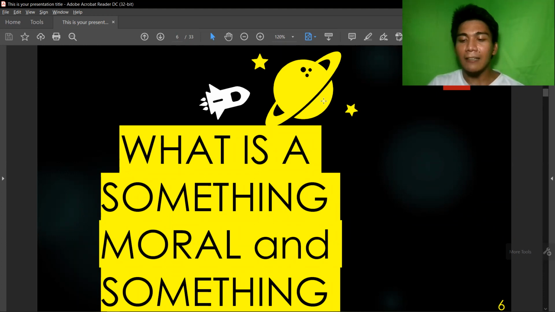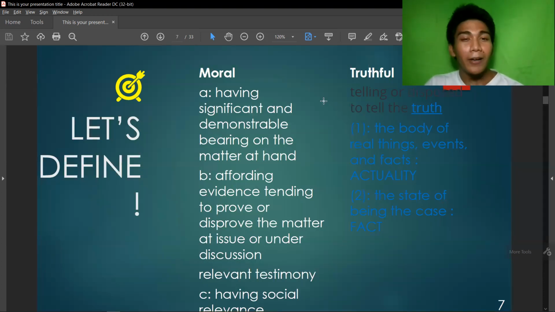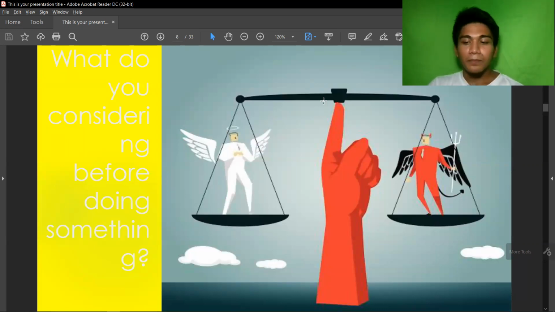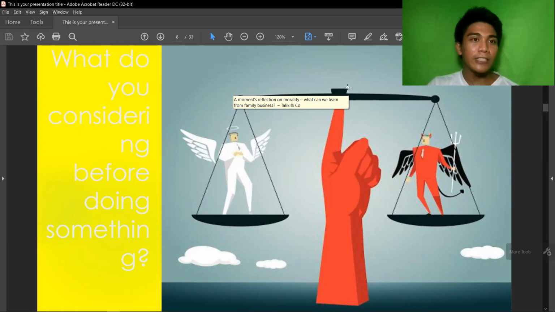So to do that, let's first define what is moral. Moral is significant and demonstrates bearing on the matter at hand. There's an error here. So when we say moral, it bears goodness for others. It conforms to the standard of goodness. For example, teaching people how to earn money on their own is moral, and teaching them how to steal stuff is of course immoral. For you, what do you consider moral and immoral? Of course, you have your own kind of thinking. Okay?